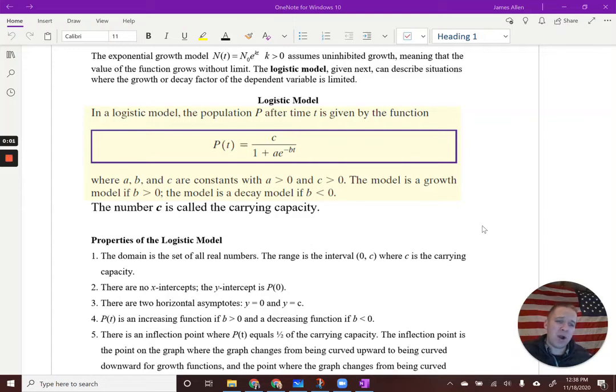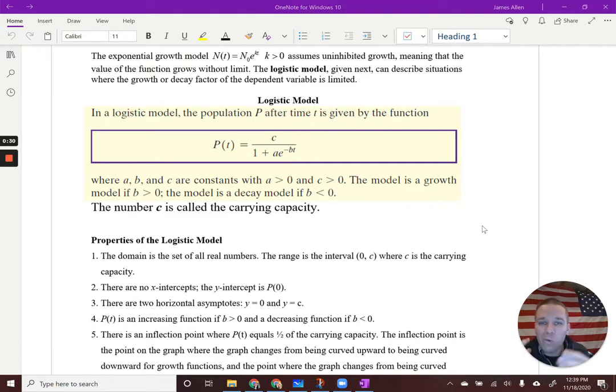It is time for part 2 of 5.8 here. We're going to be dealing with the logistic model. With our exponential growth model, it assumes uninhibited growth, meaning it just grows without bound, right? It just keeps going. But we know that a population of, say, deer or rabbits is not just going to keep going to infinity. Something is limiting it, right? It has what we like to call a carrying capacity, okay?